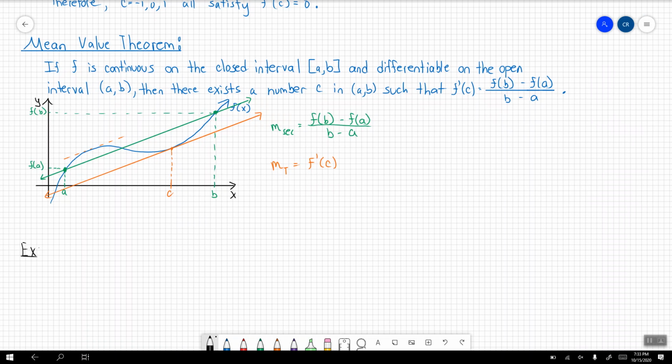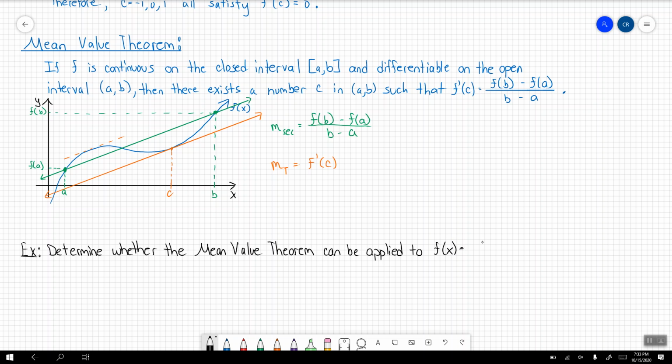So let's go on to an example. On this example, we're going to first determine whether the mean value theorem can be applied to this function f of x being equal to 2 sine of x plus sine of 2x on the closed interval from 0 to pi.